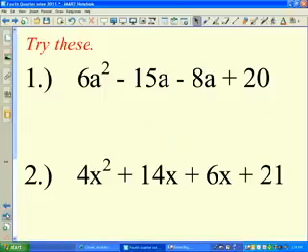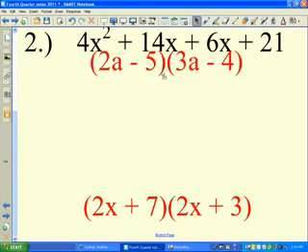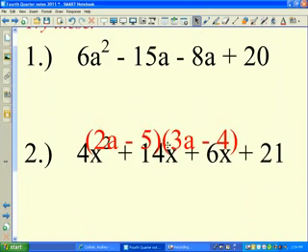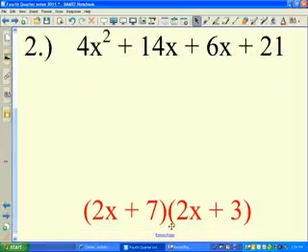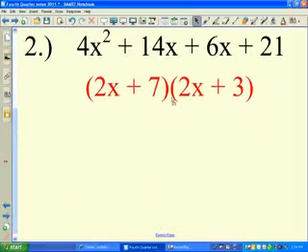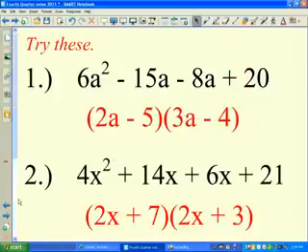So hopefully you paused it, you gave these a try. So let's see if you guys got the right answer. So for the first one, I have 6a squared minus 15a minus 8a plus 20. And then the second one was 4x squared plus 14x plus 6x plus 21.